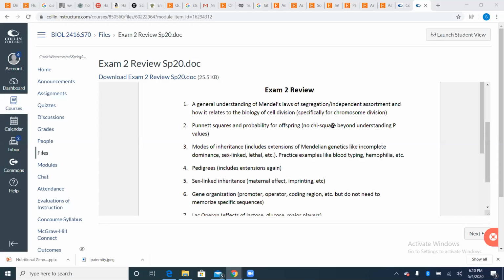Number 1 tells you to have a general understanding of Mendel's laws of segregation, independent assortment, and how it relates to the biology of cell division, specifically for chromosome division. So, first things we're going to talk about is that we need to know the difference in mitosis and meiosis. And let's see, get a whiteboard.